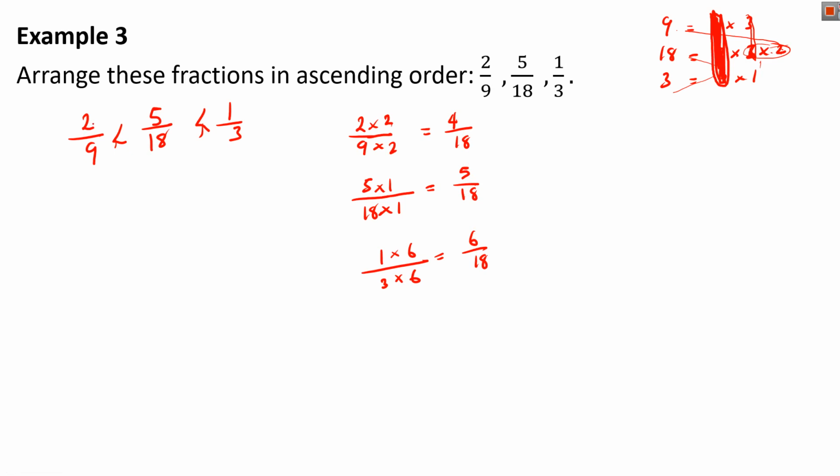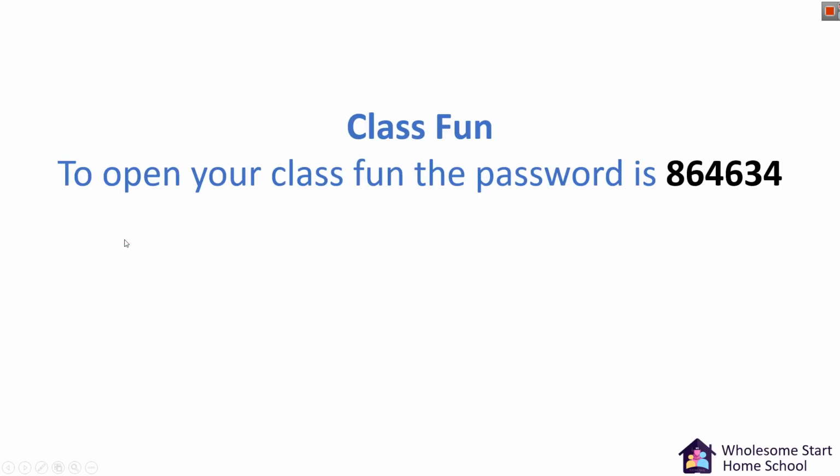So in ascending order, it should be 2 over 9 first, then followed by 5 over 18, then followed by 1 over 3. So this is how they ascend. This is the ascending order. You get it now? So I'm giving you some questions to solve.